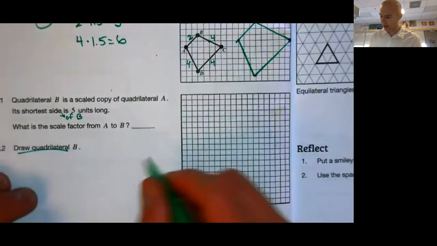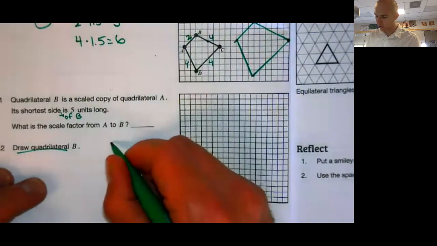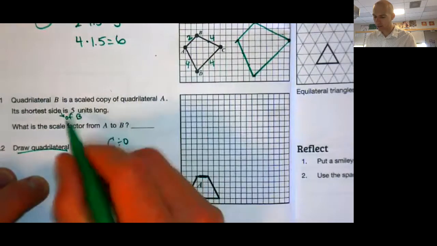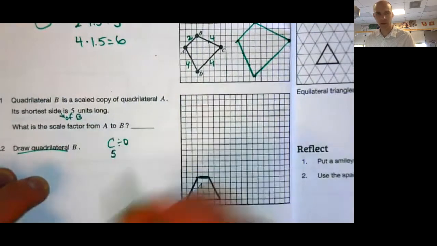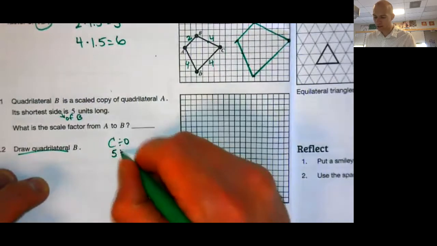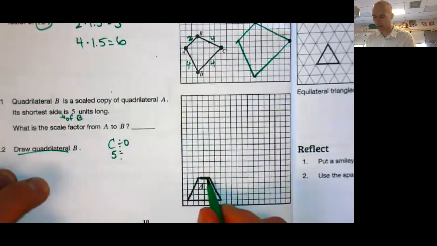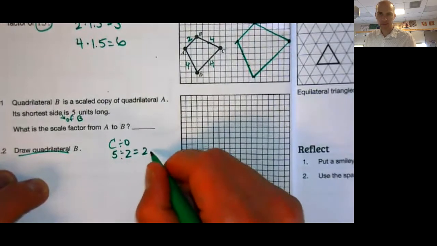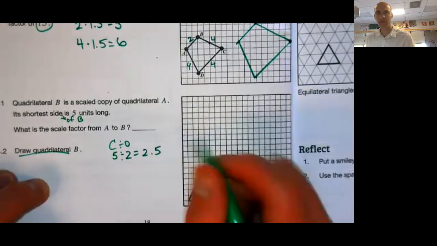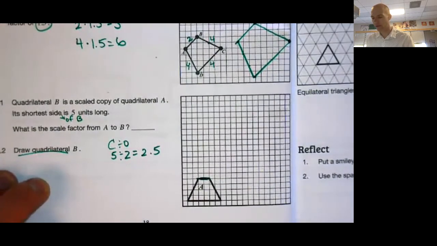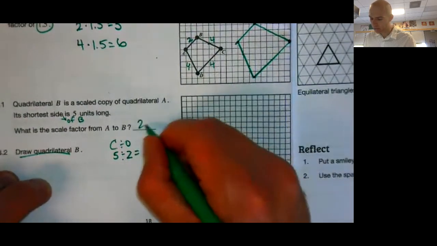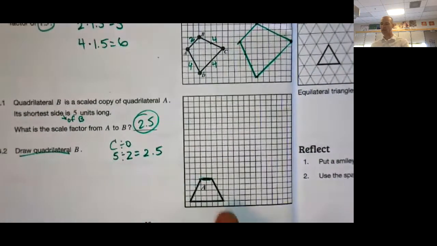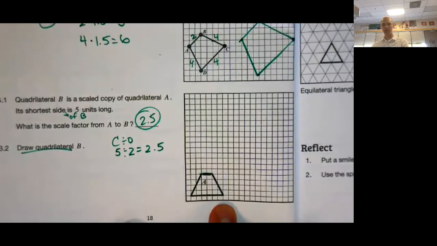So if we need to do copy divided by original to figure out our scale factor, right? And they're telling us in the copy, there's a side that is 5 long, and that corresponds to a side that is 2 long right here. And so 5 divided by 2 is 5 over 2, 5 halves, or 2.5, whichever of those is your favorite. And so the scale factor is 2.5. So now we need to make quadrilateral B, and it needs to be 2.5 times bigger than this.